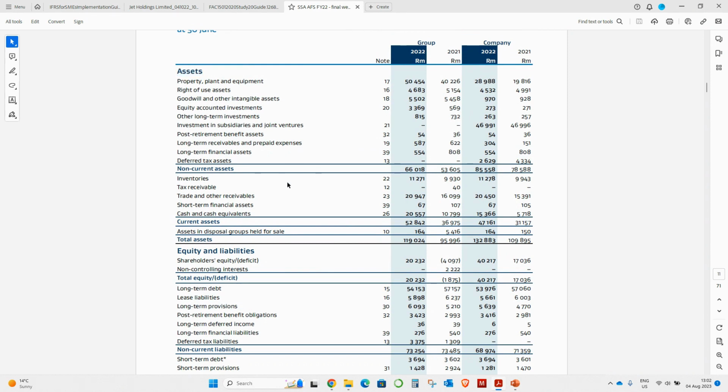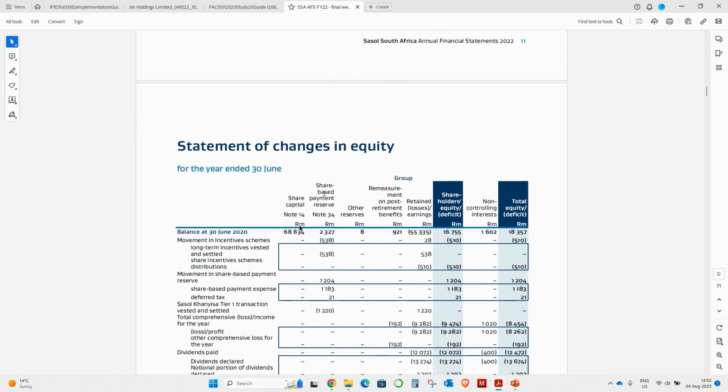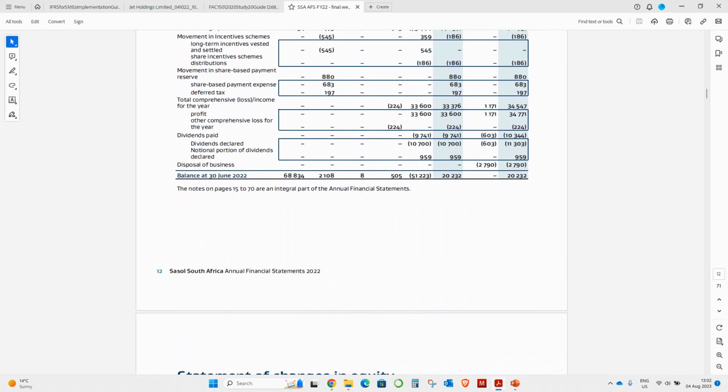Their current assets. Then obviously they will have debts. No company doesn't have debts. And you see now, tax payable. This is where the government comes in. Then again, there's a statement of changes in equity. So yeah, guys, that's it.